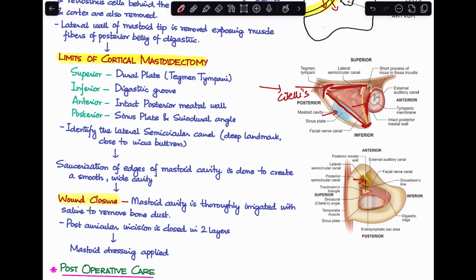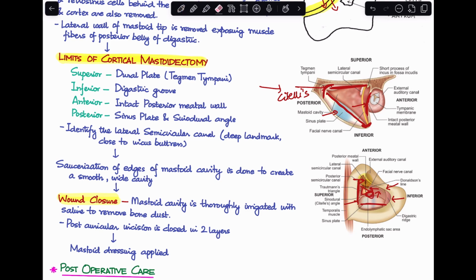So this is what our exposure of cortical mastoidectomy looks like. You can see the digastric ridge here. Anteriorly is the posterior meatal wall. We'll also have the facial nerve passing down, so we have to make sure that we do not damage the facial nerve. We expose the lateral semicircular canal. Then there's the posterior semicircular canal, and we also look at the Trotman's triangle and the endolymphatic sac area over here. This is our sinodural angle, this is our sinus plate, this is our dural plate.